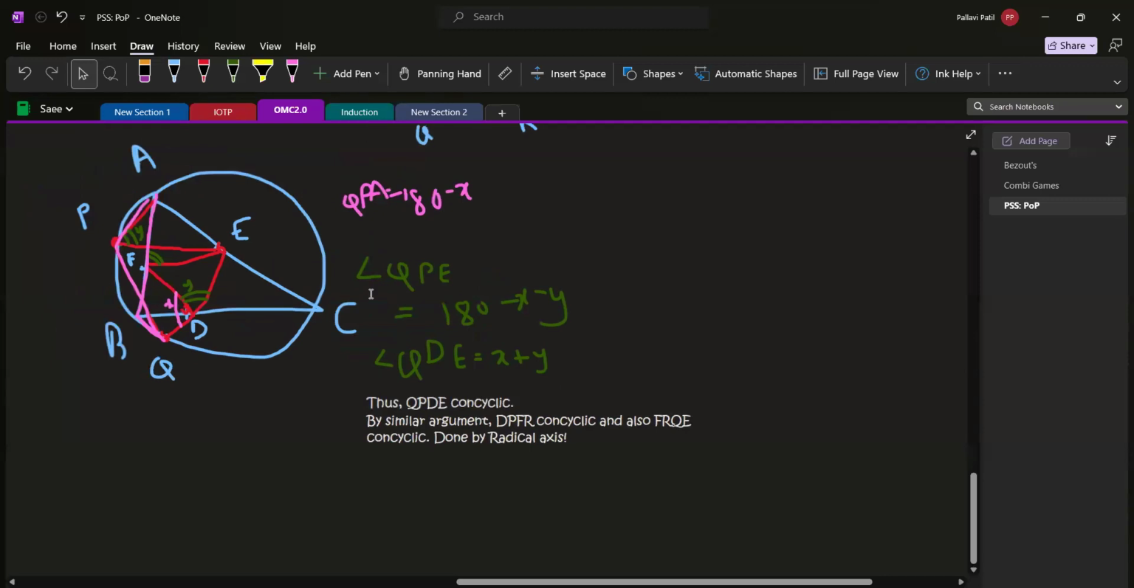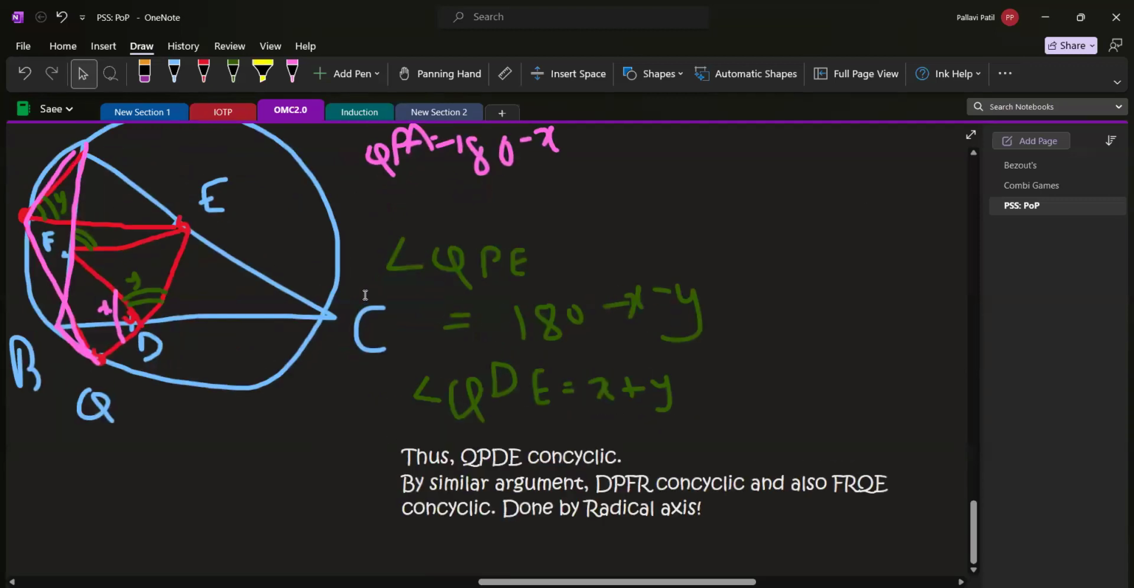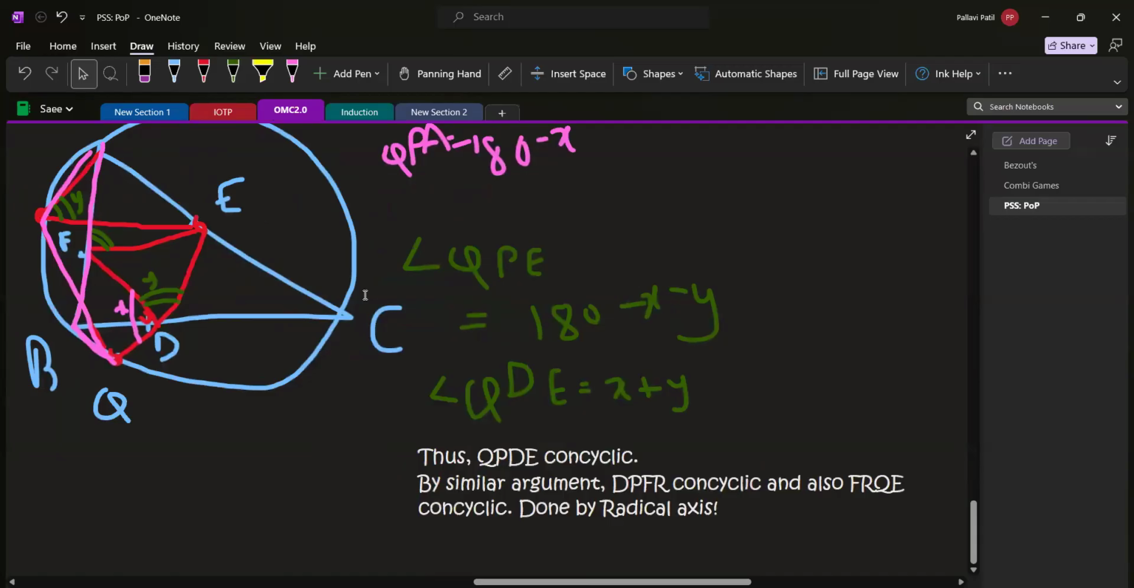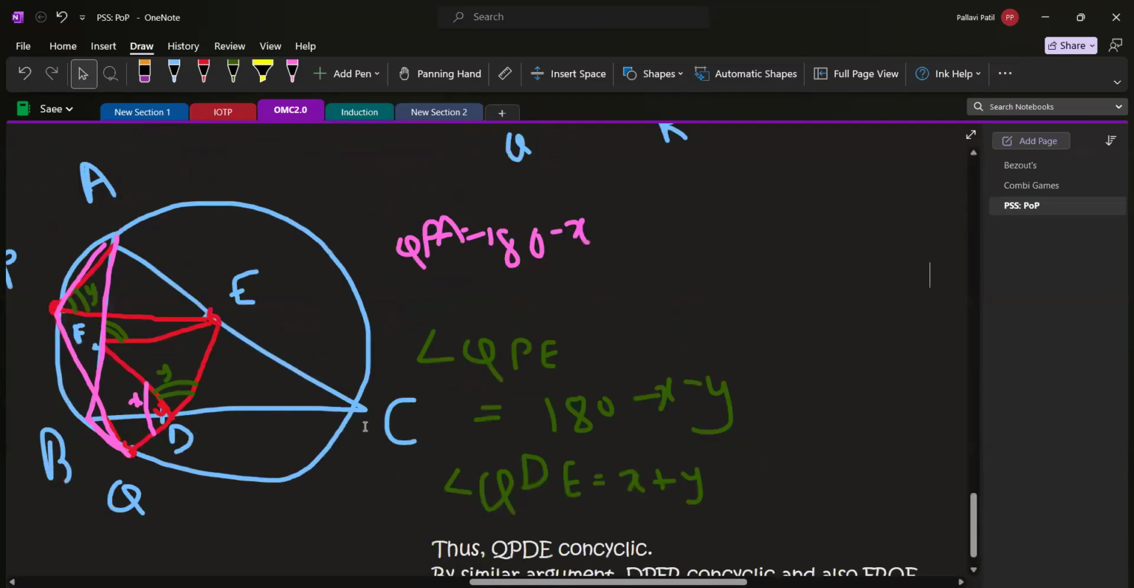It's basically a way of, I wouldn't want to call it cheating config issues, but if you do some angles using directed angles, then you don't really have to worry about such configuration issues.